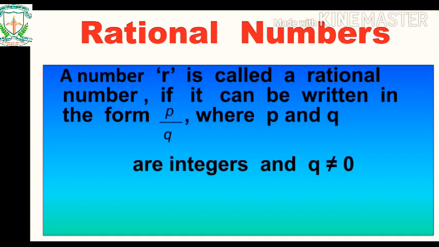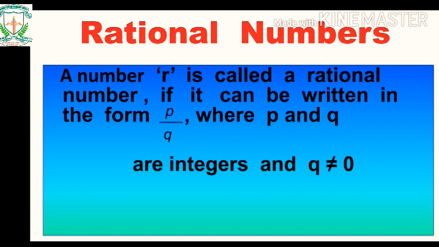Once again I will read this. A number R is called a rational number if it can be written in the form P by Q, where P and Q are integers and Q is not equal to 0. In P by Q, P is the numerator and Q is the denominator. Just understand, students, here Q should not be equal to 0.